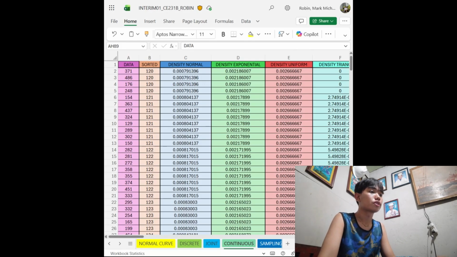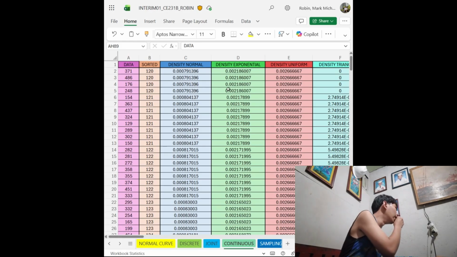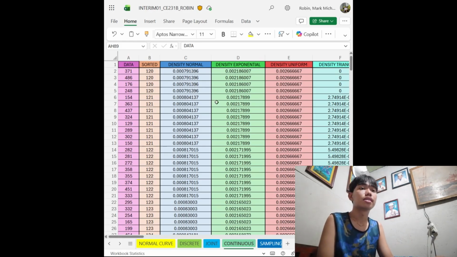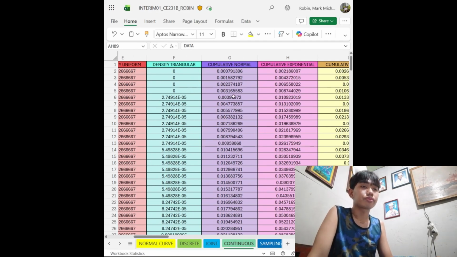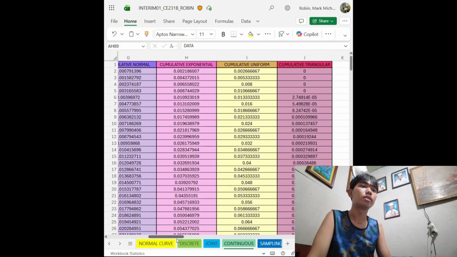Continuous models are used when the values can be any decimal, like weight or time. The triangular model is especially useful here because it accounts for our most frequent value, which is the mode, while acknowledging the absolute limit for the system. So this is the density normal, density exponential, density uniform. Then we have the density triangular, and then cumulative normal, cumulative exponential, cumulative uniform, cumulative triangular.